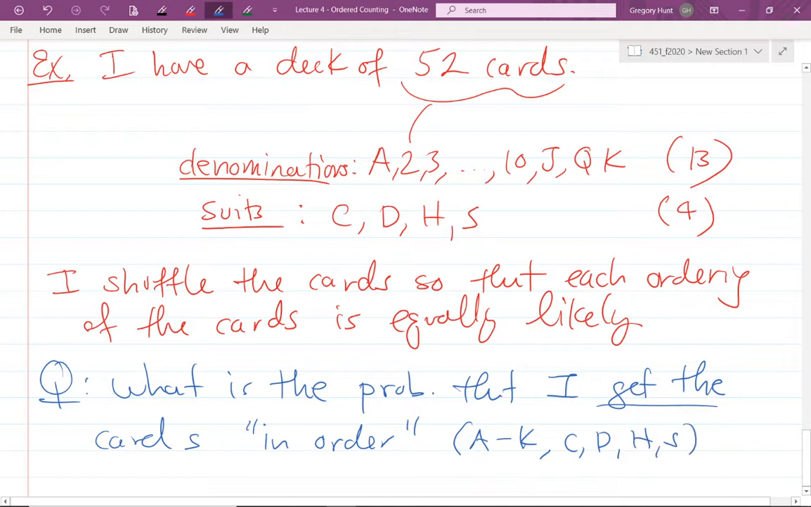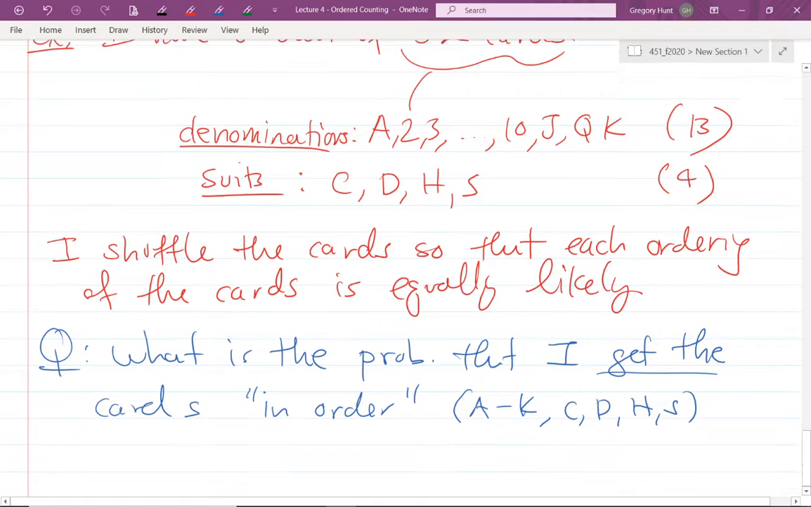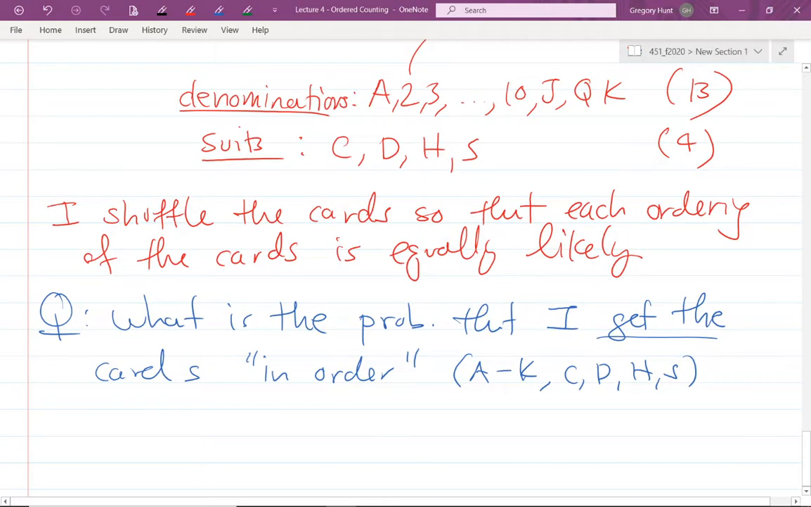So ace through king of clubs, ace through king of diamonds, hearts, and then spades. Doesn't particularly matter what order, but you just gotta pick one of them, right? So I have this deck of cards, shuffle them, and what's the probability that after the shuffle they come back in exactly the correct ace through king, clubs, diamonds, hearts, spades order? Okay, so here's a real probability problem. This feels like a real probability problem.